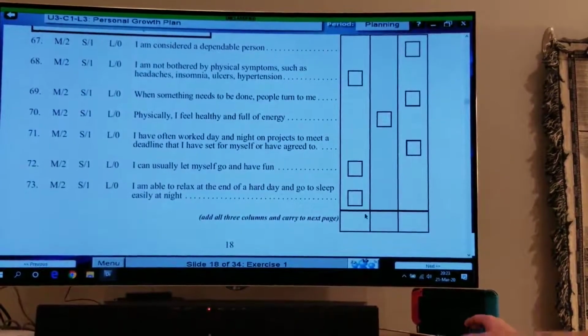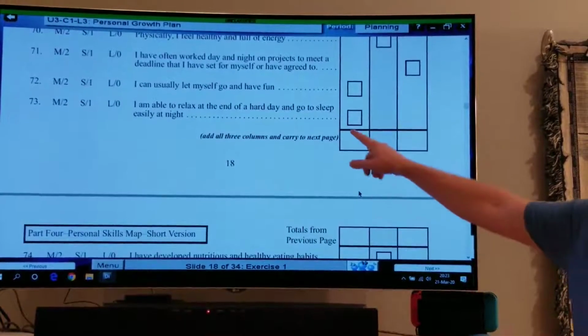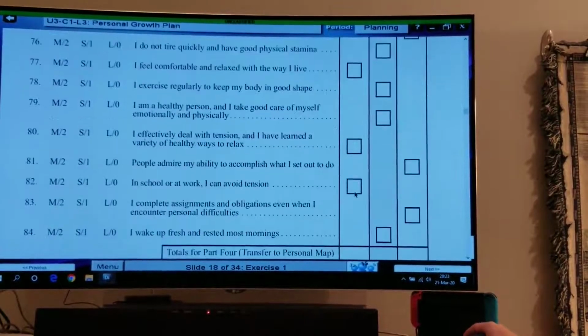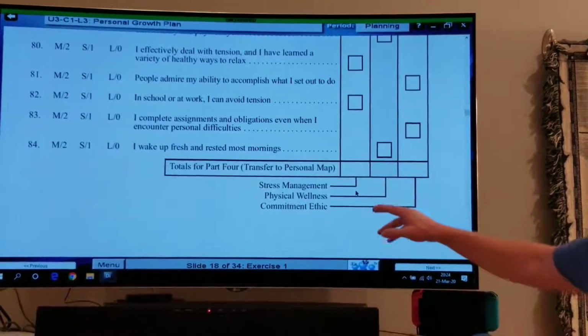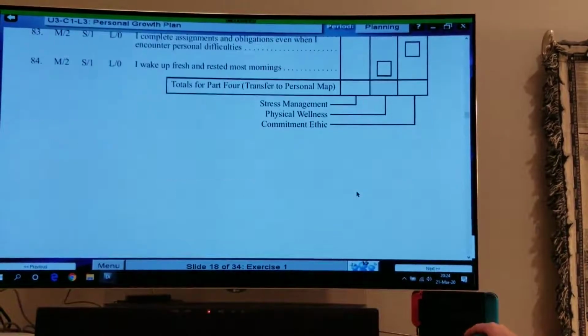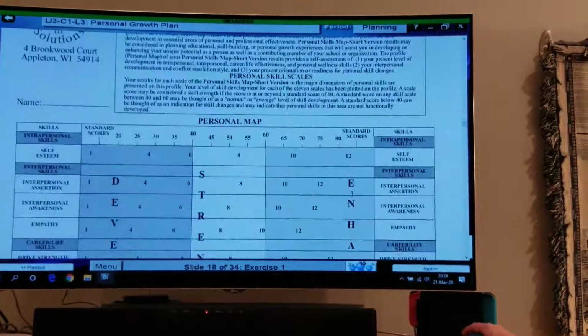Again, we've got to carry these columns to the next page. And there they are. So you take your totals here, you put those same numbers here. Then you total again to the bottom of this one. Then you got stress management, physical awareness, and commitment ethic. Then we take it down. Here we come at the actual map itself. So let's take a look.